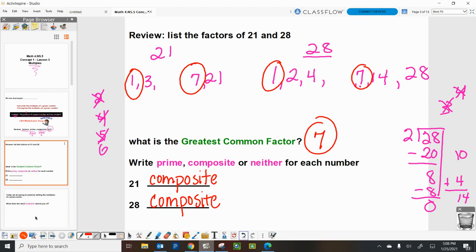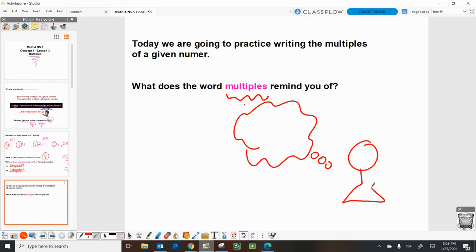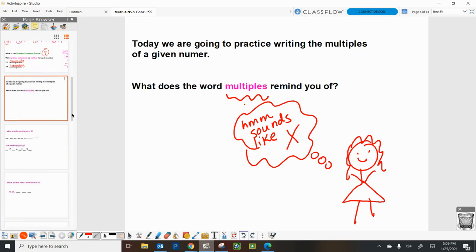Okay, let's go on to the next one. So today we're going to practice writing the multiples of a given number. And multiples hopefully makes your brain, these are your thoughts. I know you all love my drawings. You are thinking, sounds like multiply. So obviously we're going to multiply to get our multiples. Folks, our songs that we sing, those are multiples. Okay. So let's go on to our next slide.